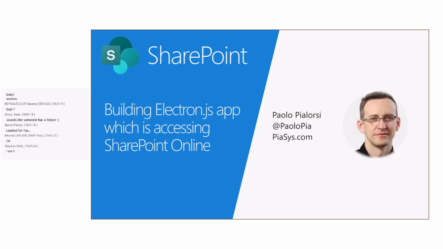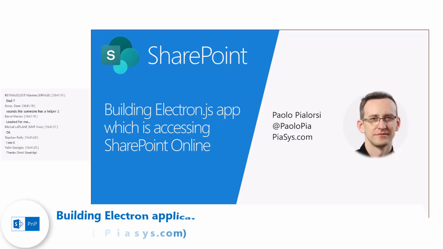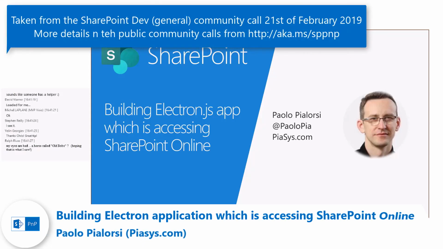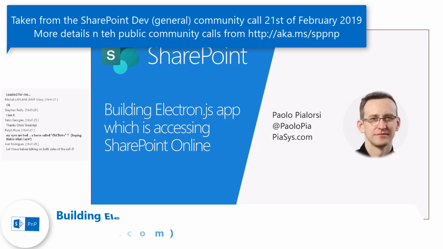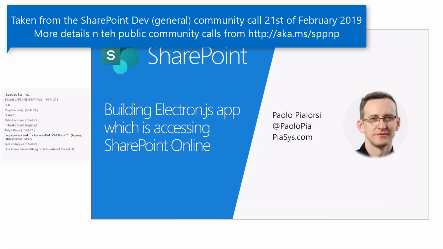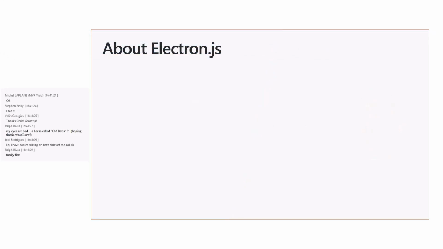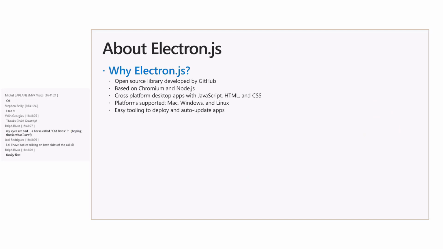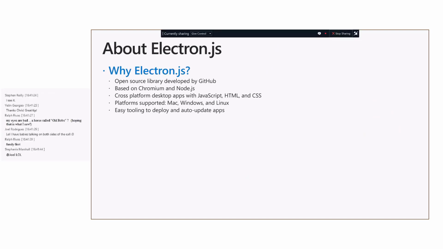So let's talk a little bit about how to create an Electron.js app which can access SharePoint Online. First of all, let me set a little bit the context. So when we talk about Electron.js, what do we mean? What is Electron.js? Well, Electron.js is an open source library developed by GitHub.